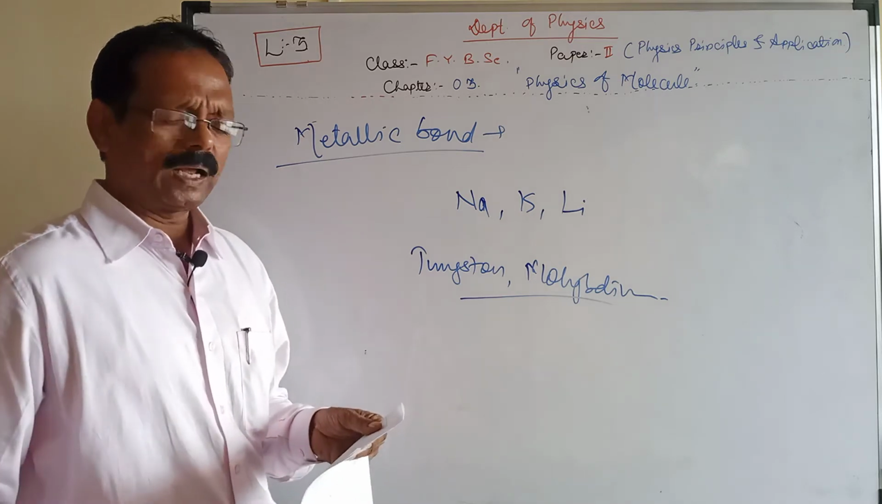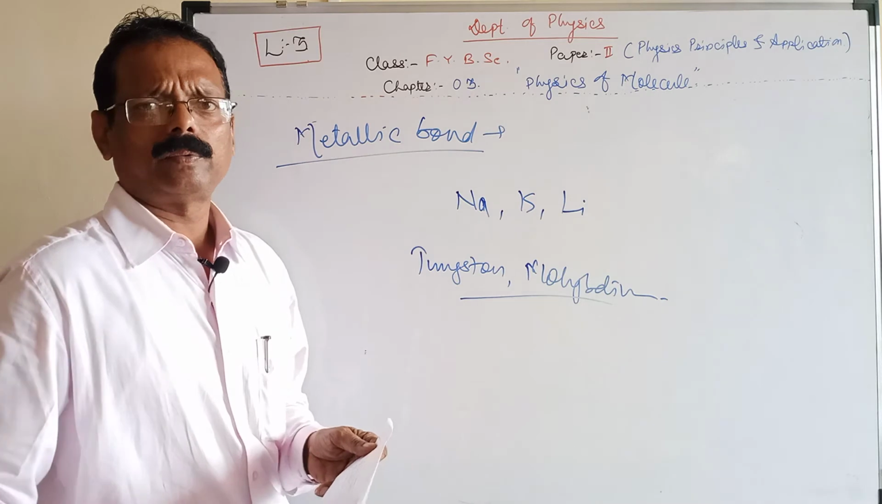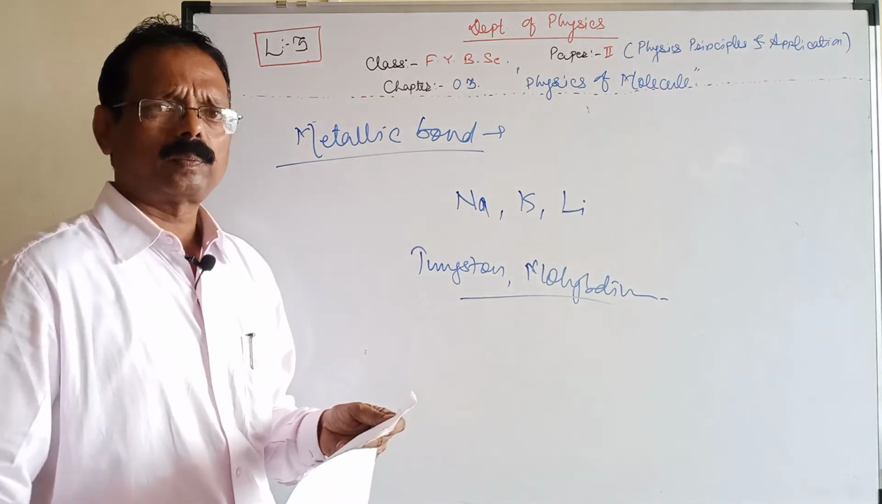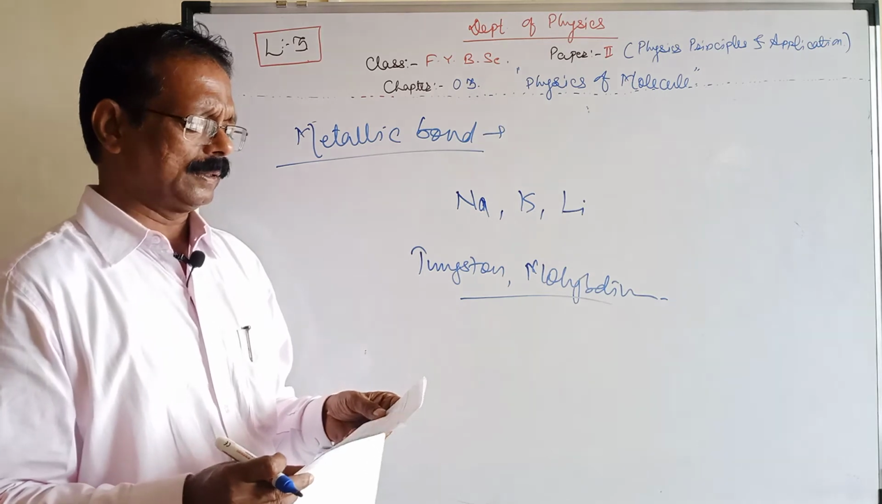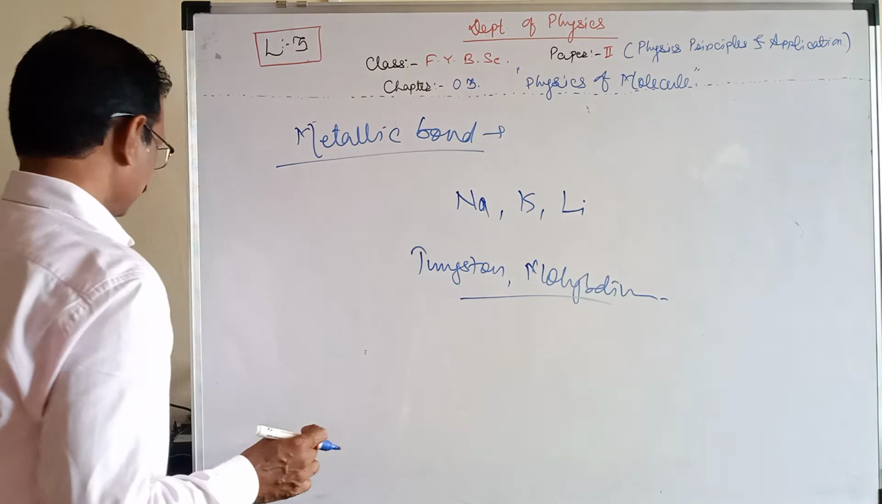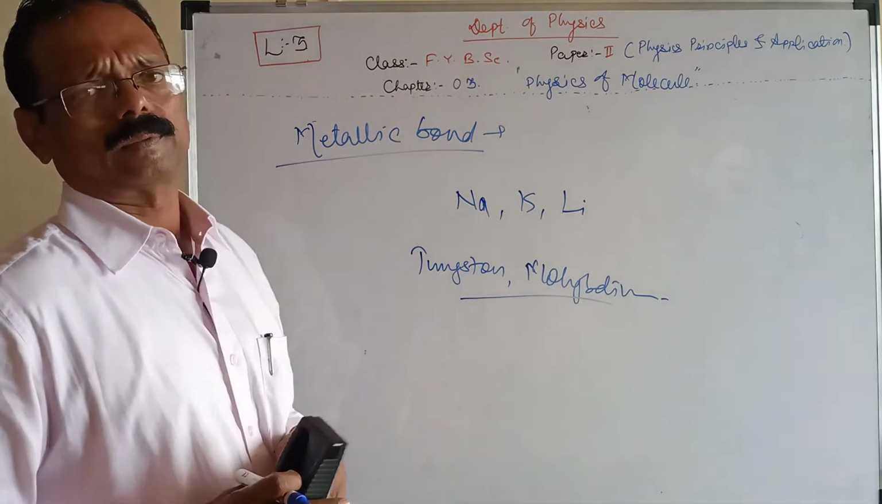Now due to the large number of free valence electrons available in the metal, they are good conductors of heat and electricity. And last, the metallic solids are soft, ductile and malleable. So these are the properties of the metallic bond.